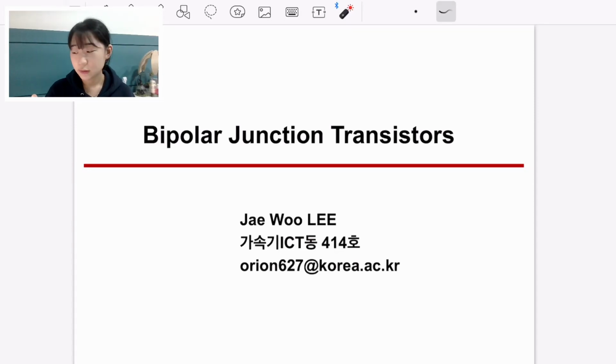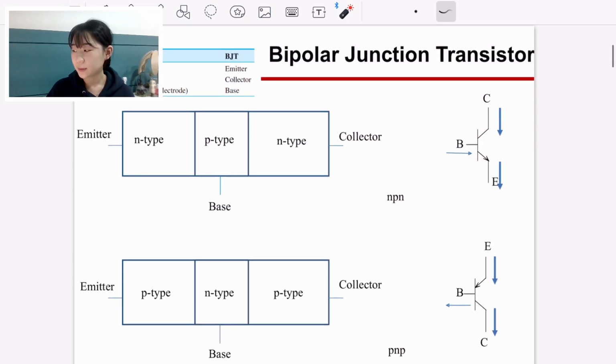Hello, today we're going to talk about BJT. BJT is bipolar junction transistor. Bi means two, and polar means the end of the something, two ends of the something. So let's see this NPN bipolar junction transistor.